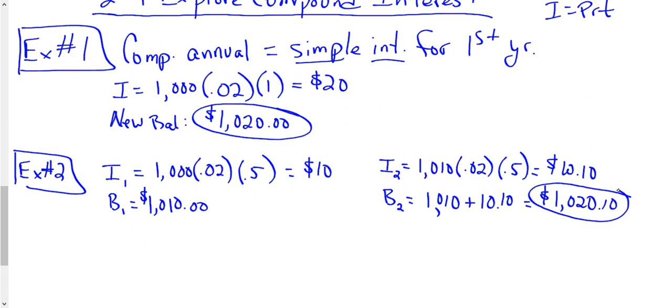Okay, look at example 1. Only compounded once. In example 2, compounded semi-annually. Which one made more money? Not very much, but the second one, right? Okay. Is there an equation for the compound interest? Yep, we're going to get to that.